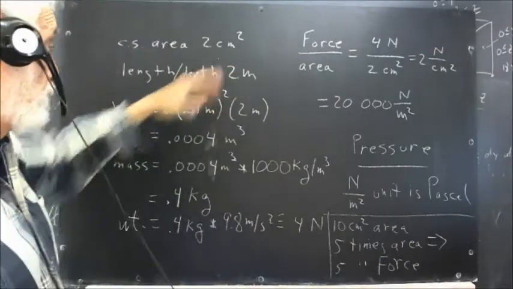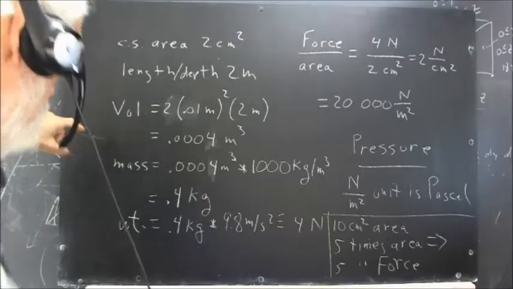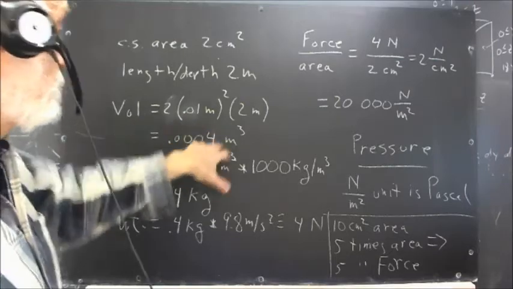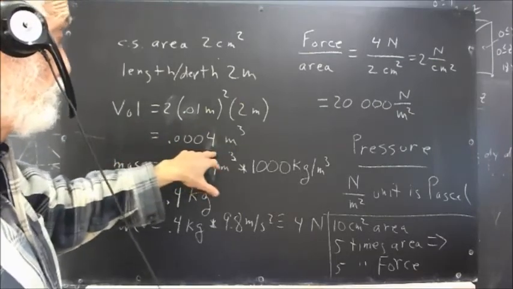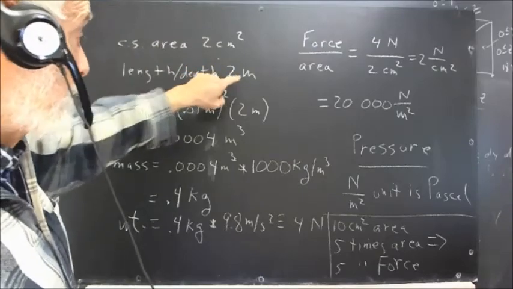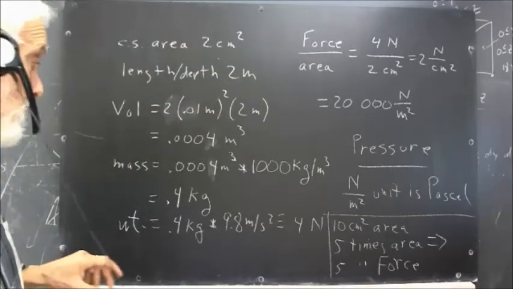You should pause and work this out unless you're just reviewing the class. But this is easily found. The volume of the tube is easily calculated to be 0.004 cubic meters. We're using the 2 square centimeter cross section and the 2 meter depth or height.